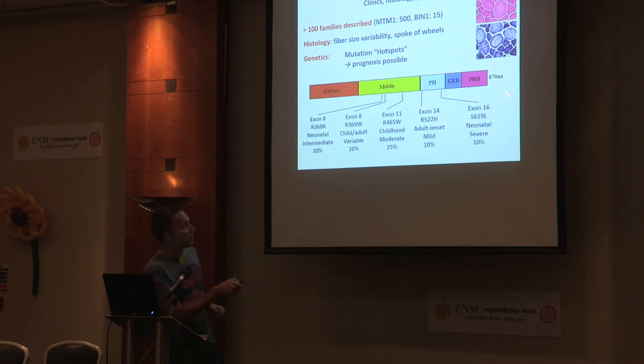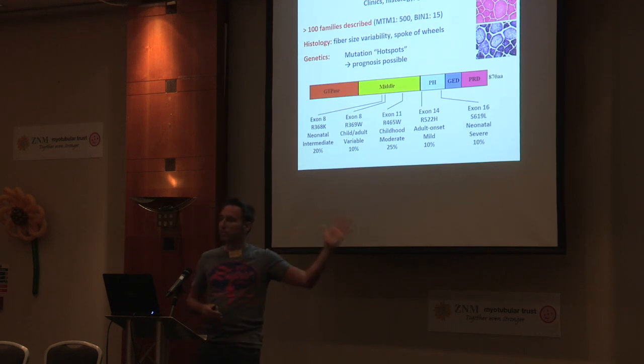This one here is much more severe. This is at position 619, an S that is changed into an L, found in 10% of the Dynamin 2 patients. This is usually found in more severe cases. So what I want to say with these hotspots is that as we have many families with the same mutations, we can give you a prognosis.